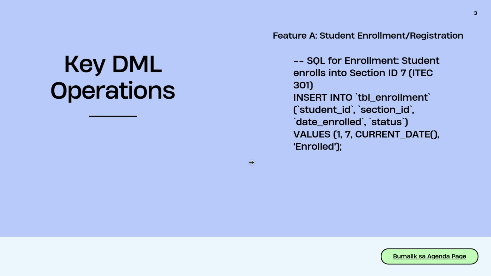So we have the feature A, student enrollment / registration. So when a student registers for a new section, we use an insert statement to record the enrollment. Here it is.